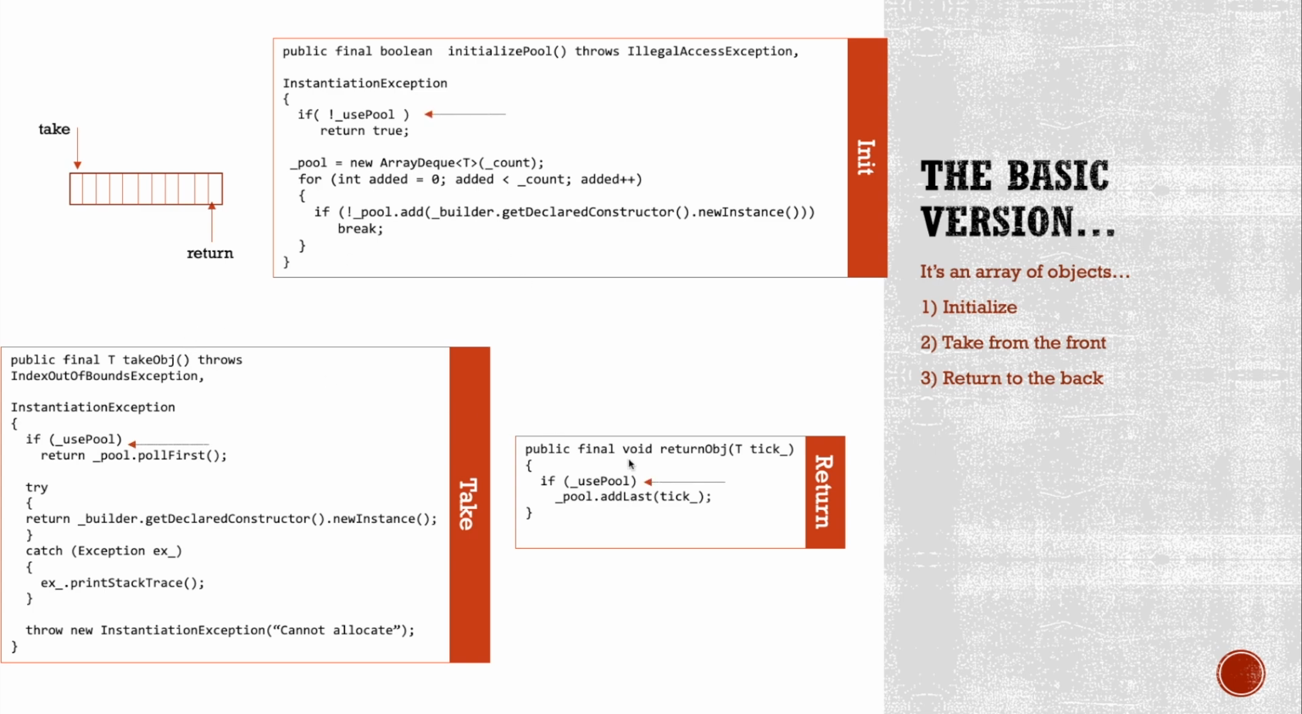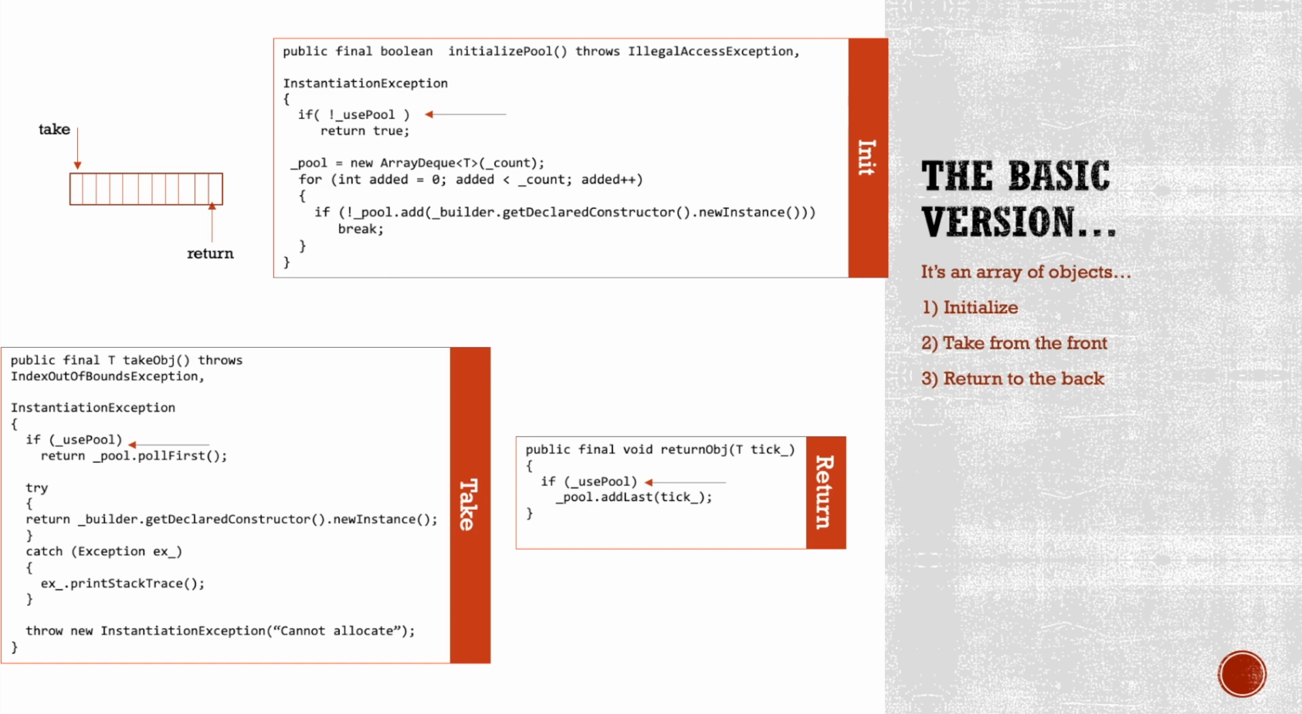Now, some of you may have noticed this use pool Boolean flag. This is because we're going to be running tests on the exact same piece of code, and I didn't want to duplicate it, right? So I'm going to be setting a config flag at the beginning of each run, and then we're going to be able to see either it's taking something from a pool, or if that's set to false, it will be allocating something directly from its declared constructor.